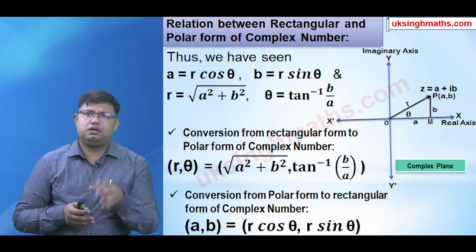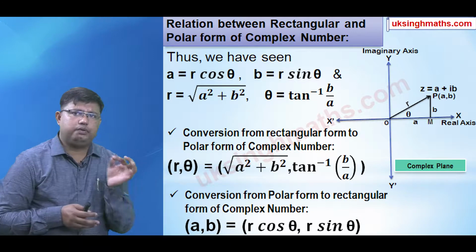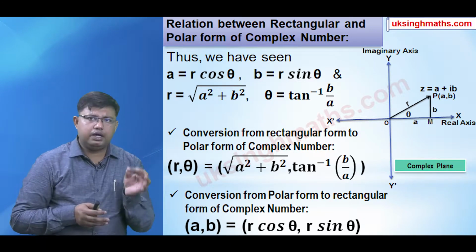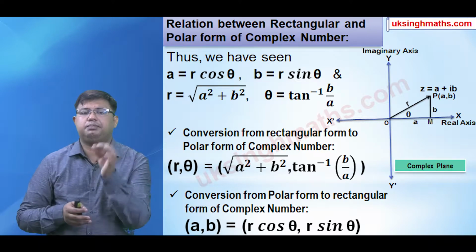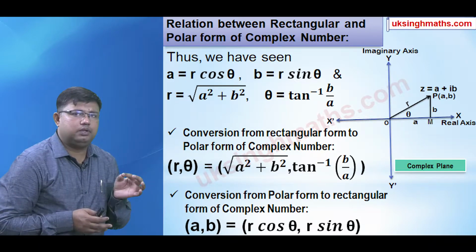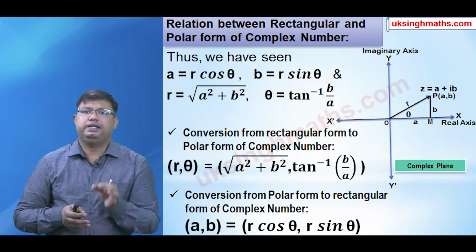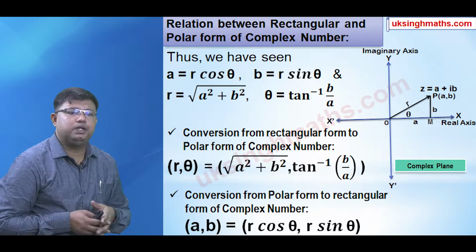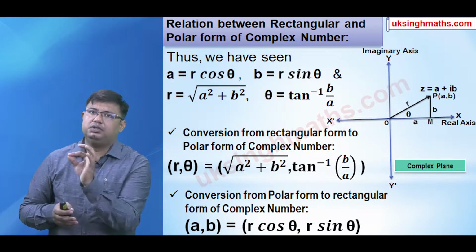We have just derived these four relations which you are watching on your screen: a equal to r cos theta, b equal to r sin theta, r equal to square root of a square plus b square, and theta equal to tan inverse b by a. This will be very helpful in conversion from one system to another system.